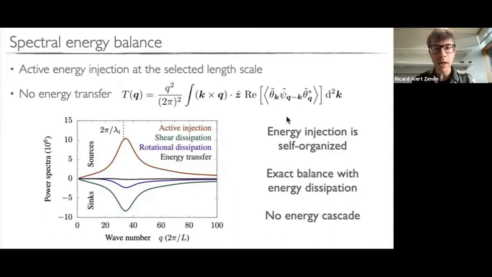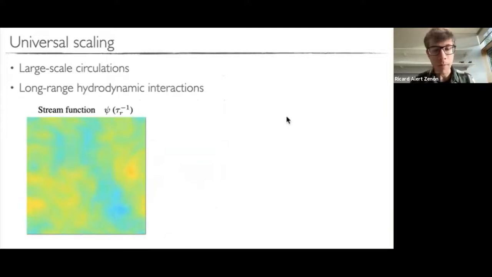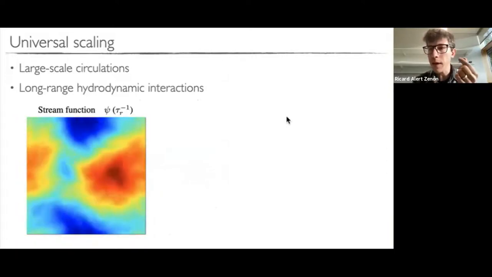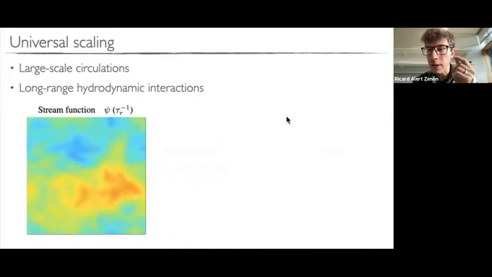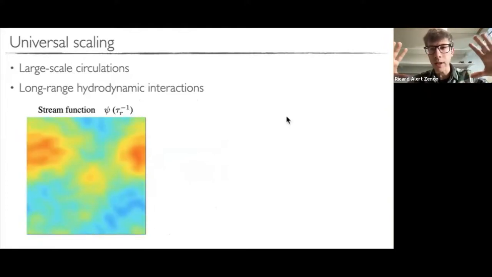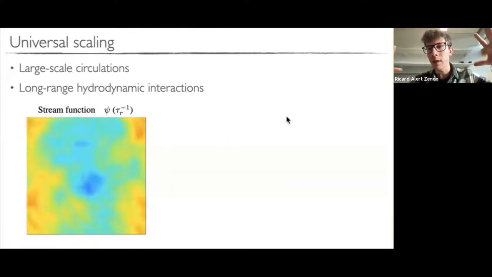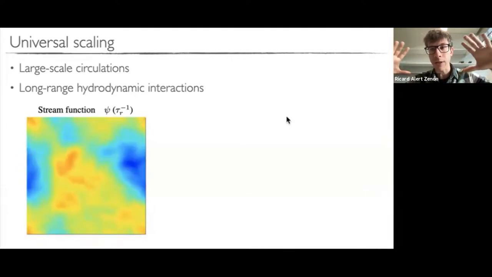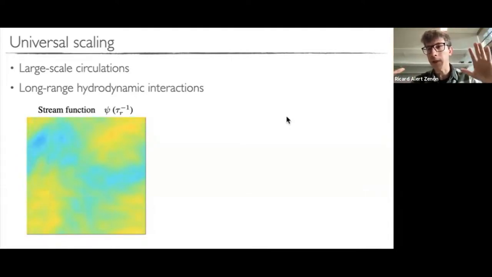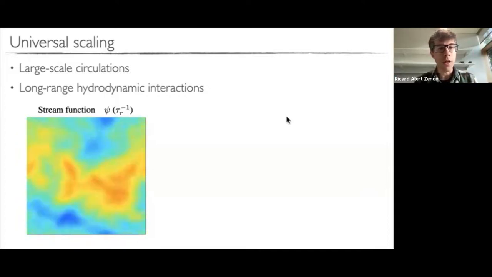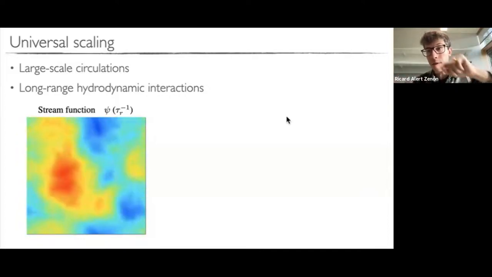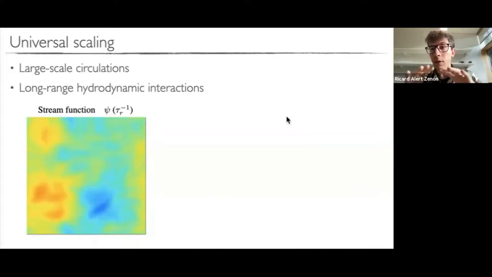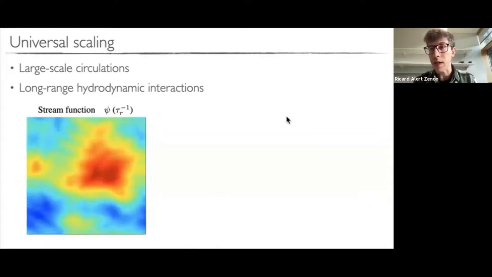So to look at this, what we did was to look at the flow field. And so here you have a movie of the flow field in terms of the stream function. And what you can see is that despite there being these patterns of little vortices at some small scale, what we see in the flow field is that there are these patches of correlated flow that happen over very, very large scales. And the size of these patches of flow is only limited by the size of the simulation box. And so these are actually large-scale circulations of flow, and they are due to the fact that there are long-range hydrodynamic interactions in the system.